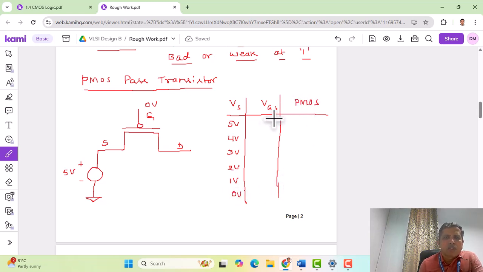When 5 volts is applied at the source, VGS is VG minus Vs, which is minus 5. So the transistor is in the on state. The 5 volts is passed here as 5 volts. So 5 volts is at the source and you get 5 volts at the drain.